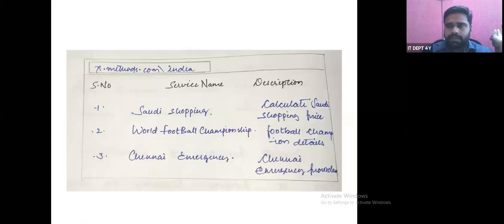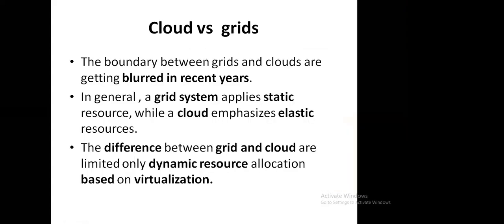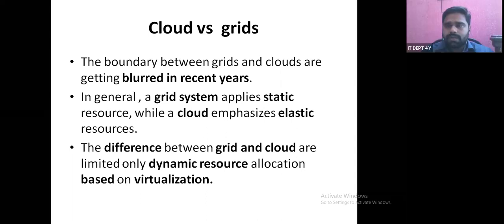Till now we have discussed this one yesterday. This one also we discussed yesterday, that is cloud versus grid. Here there is only a negligible difference between the cloud and the grid. Grid is a static thing, whereas cloud is a dynamic thing, elastic in nature.